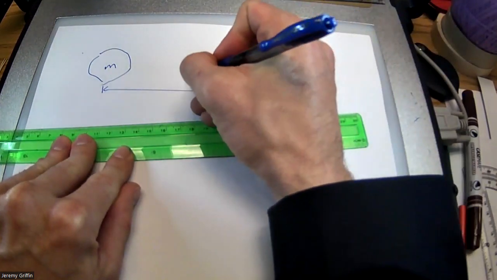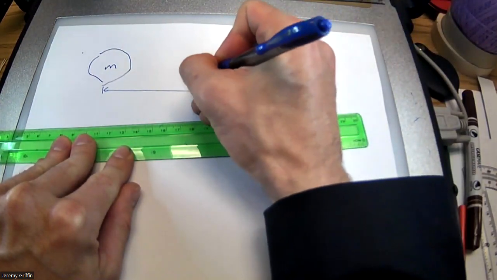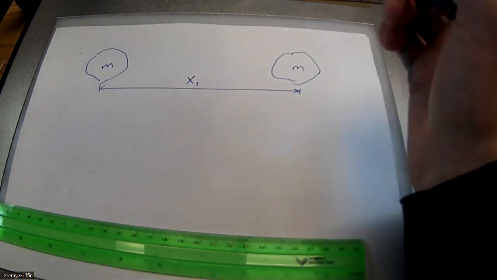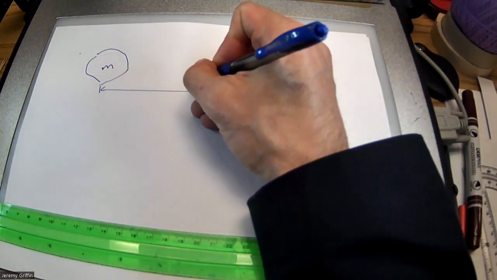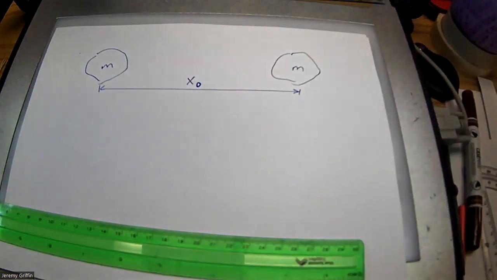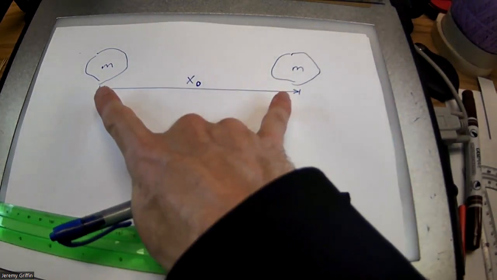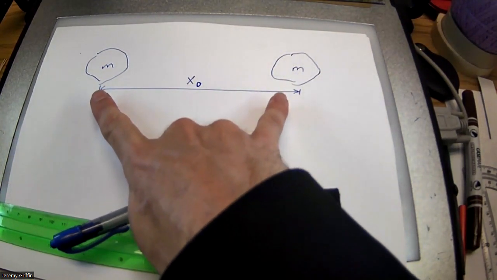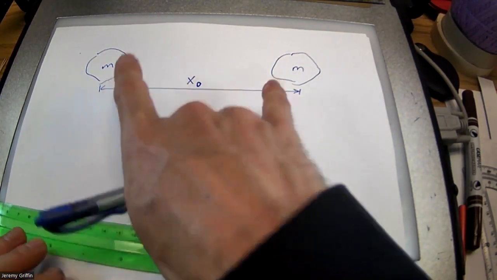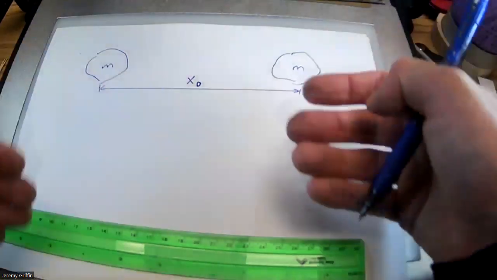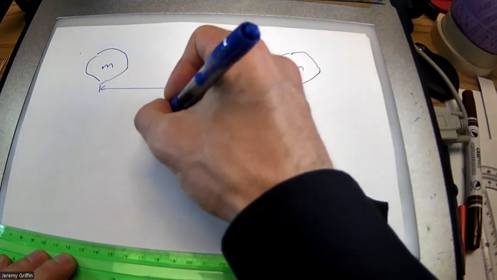Let's call it x1, actually let me change it to x naught, because you go initial to final, right? Ooh, looks like my frog has a nose ring. There's no initial velocity, so there's no kinetic energy. But they're under each other's gravitational influence, so they start to pull together. There's gravitational force, and they start to speed up as they're falling towards each other.